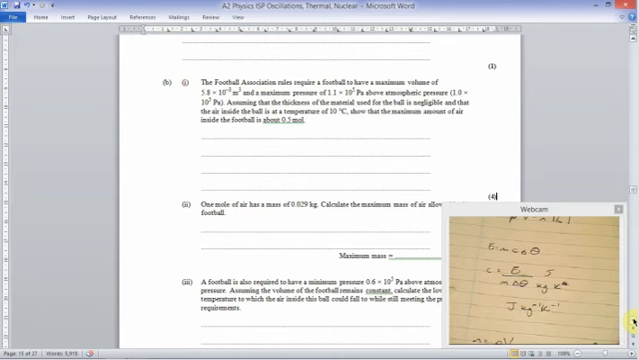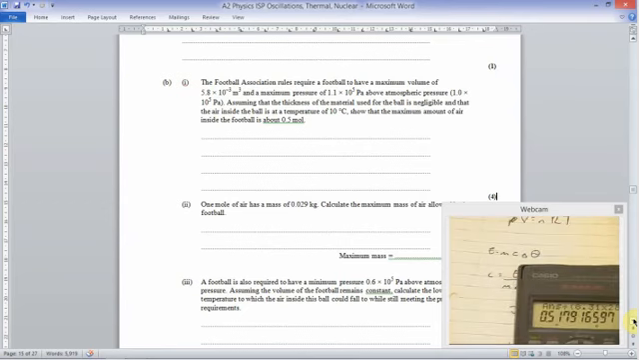Okay. If you whack that through your calculator, you should end up with something close to 0.5. About 0.52 is what I've got previously. I'm just going to double check that right now. 2.1 times 10 to the 5 times 5.8 times 10 to the minus 3 divided by 8.31 times 283. Yeah, about 0.52 is what you end up with.